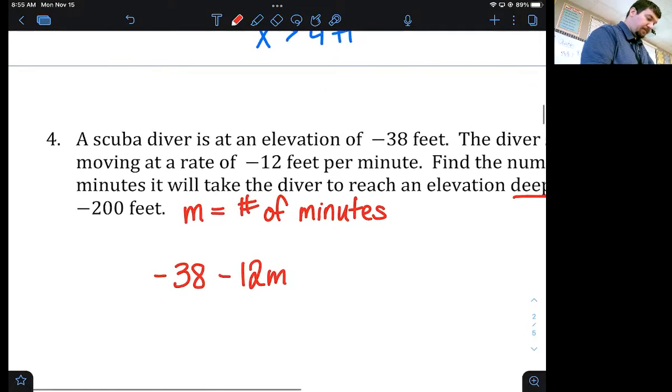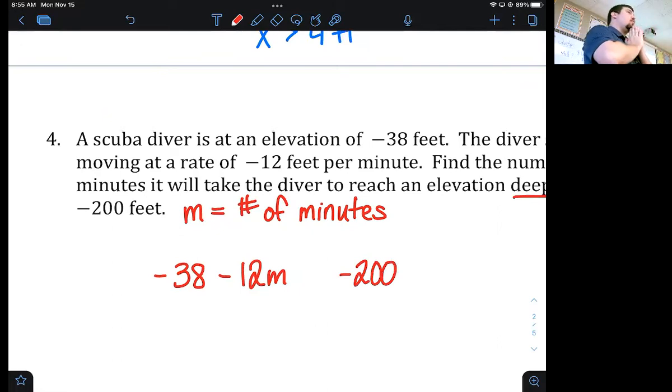Now the question is what sign do I use for deeper? Is an elevation of negative 190 deeper than negative 200? No. Is an elevation of negative 210 deeper than negative 200? Yes. So think about that. If I'm going deeper, that means my elevation is getting lower, more negative. What symbol should I use if it's getting lower? What do you think, Thomas? For lower?